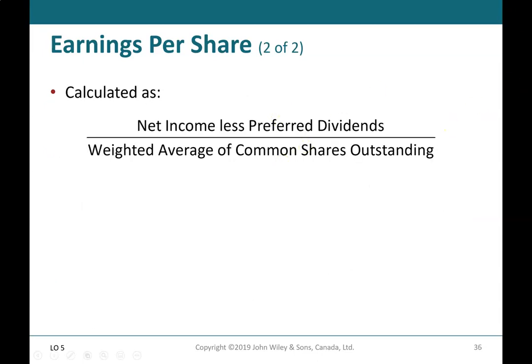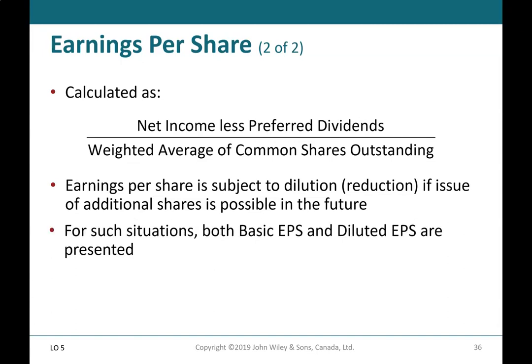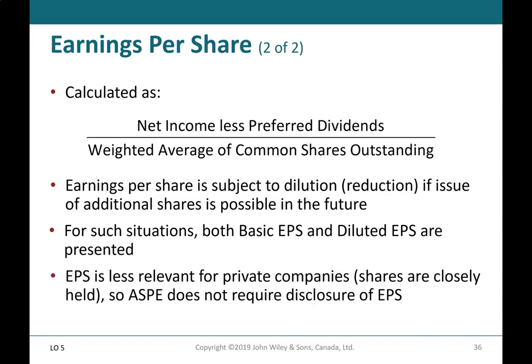Earnings per share 2 of 2, calculated as net income less preferred dividends divided by the weighted average of common shares outstanding. Earnings per share is subject to dilution or reduction if the issue of additional shares is possible in the future. For such situations, both basic EPS and diluted EPS are presented. EPS is less relevant for private companies. Shares are closely held, so ASPE does not require disclosure of EPS.